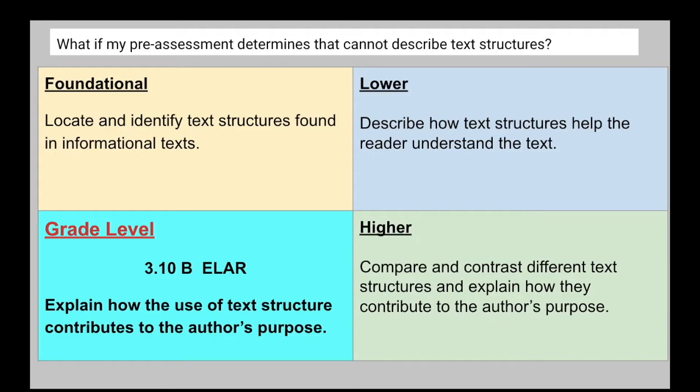However, my pre-assessment may have determined that I have students who need more than that lower quadrant suggests. Describe how text structures help the reader understand the text. So I have created a foundational goal, which is: locate and identify text structures found in informational text.